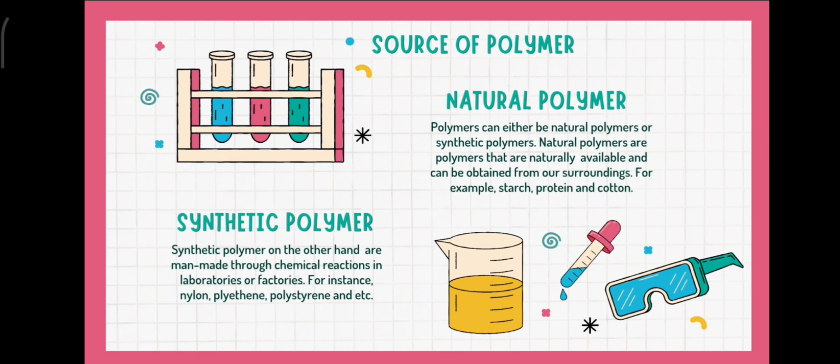There are two sources of polymer. Polymers can be either natural polymers or synthetic polymers. Natural polymers are polymers that are naturally available and can be obtained from our surroundings, for example, starch, protein, and cotton. Synthetic polymers, on the other hand, are man-made through chemical reactions in laboratories or factories, for instance, nylon, polyethylene, polystyrene, and etc.